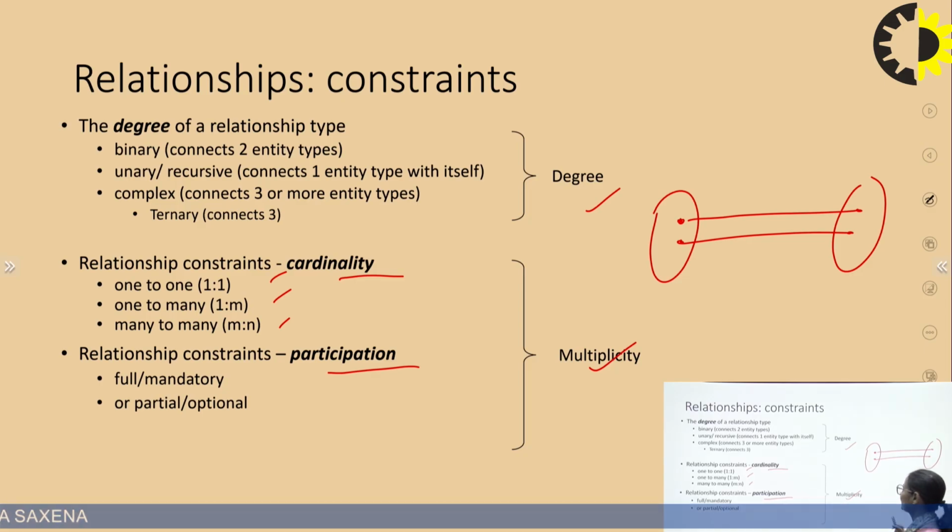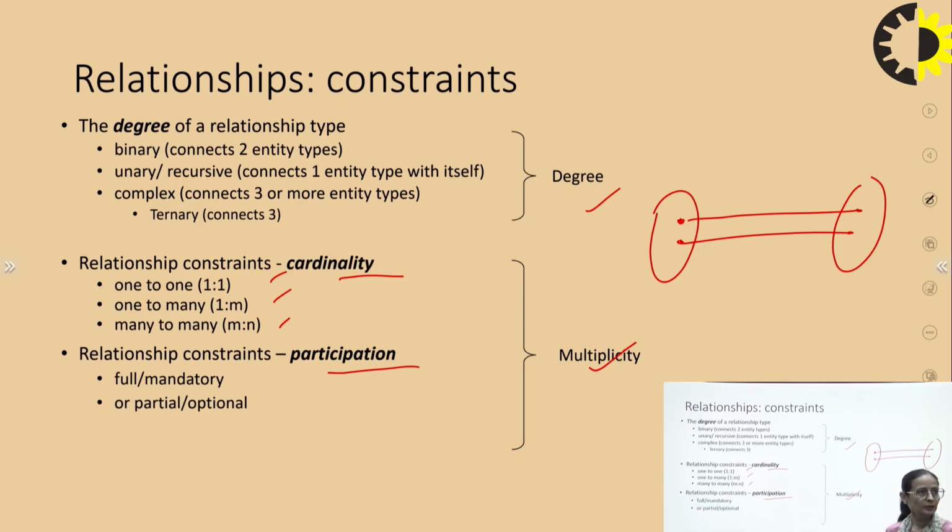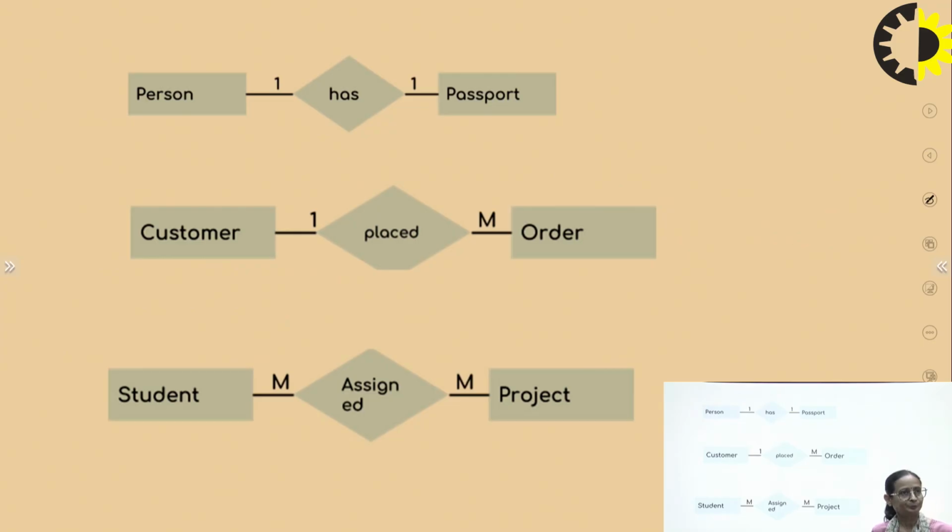For example, if I say one to one, then this is my one to one cardinality. When I say one to many, then in this case it is something like this. And when I have many to one, many to n, then I have this kind of cardinality. Another important relationship constraint is participation, that is full or partial. In the case of full participation, it is always mandatory, whereas in the case of partial participation, it is optional.